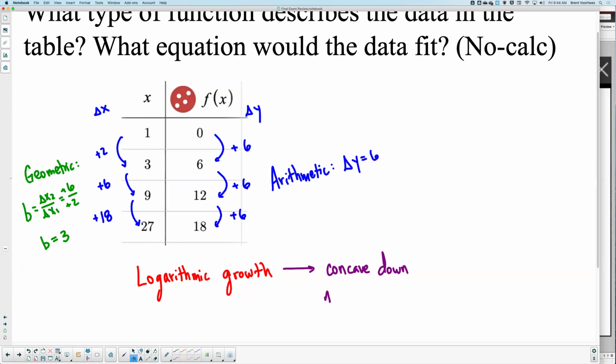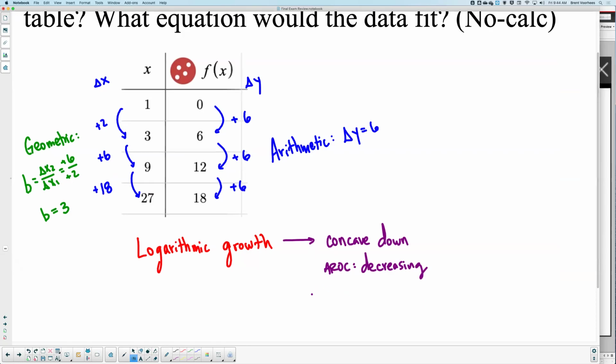So I'll go ahead and put that. It's concave down. What's true about its AROC? Decreasing. I should have just been writing this down the whole time. And its delta AROC would be, this is called the unbreakable chain here. Negative.